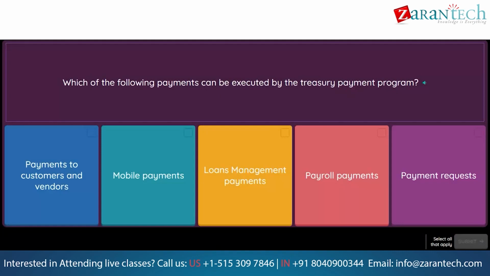Question: which of the following payments can be executed by the Treasury payment program? Option 1, payments to customers and vendors. Option 2, mobile payments. Option 3, loans management payments. Option 4, payroll payments. Option 5, payment requests.